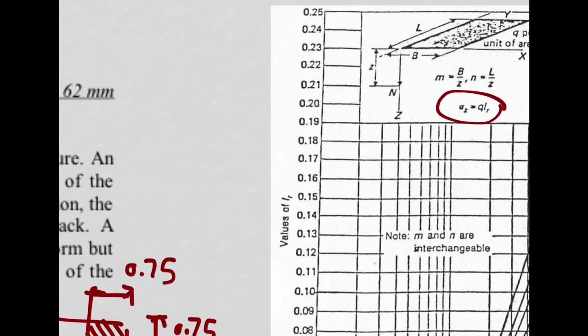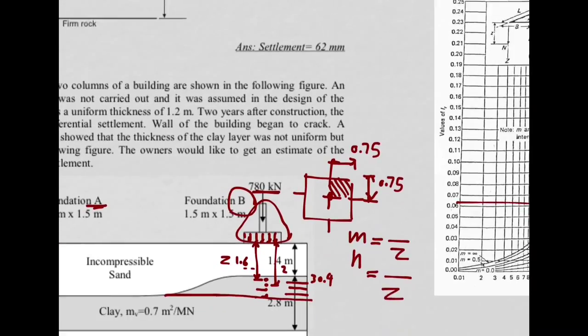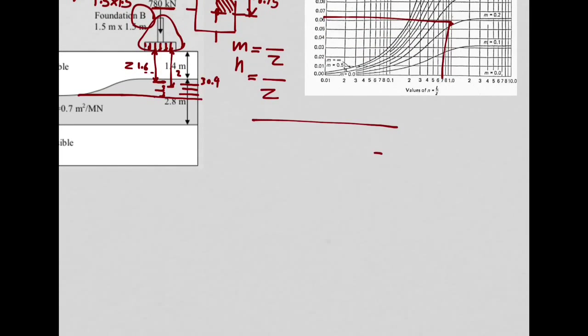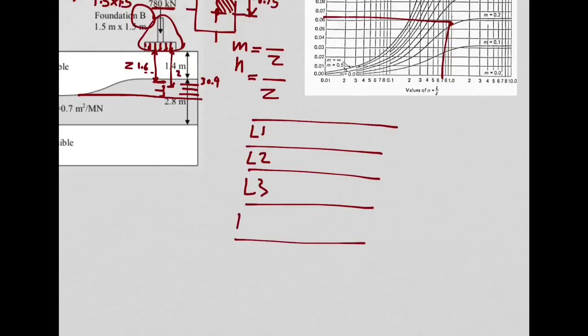What is the q that we have here? The q that we have here will be 780 divided by the area, which is 1.5 times 1.5. So this is our q. So now we can get the increase in the stresses due to the surface load for sublayers 1, 2, 3, and 4. So we can have a small table like that, and we can say this is sublayer 1, sublayer 2, sublayer 3, sublayer 4.